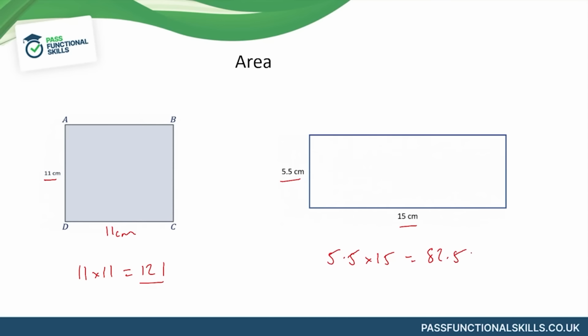Now I have neglected to mention the units here. Perimeter, or a side length, is centimetres. The perimeter is also a distance, which would be centimetres, but for an area, centimetres times centimetres is centimetre squared. So for area, the units are always squared.